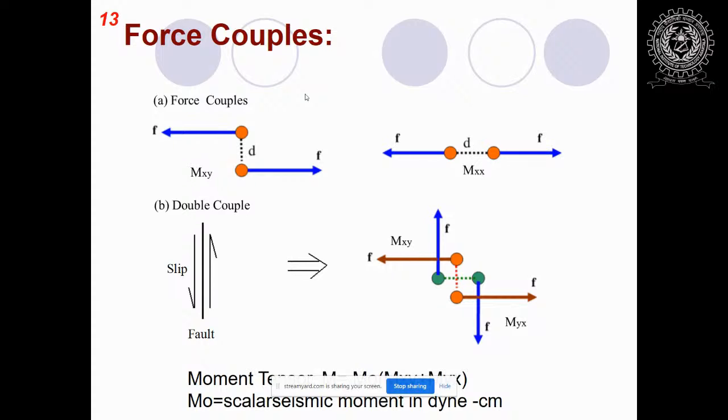So, in this slide, I have shown a force couple, figure number A. Here you can see the first figure consists of a pair of forces acting in the direction of the x-axis with a distance of d along the y-axis, and this is known as the Mxy force couple. And the magnitude of this couple is F times d. F is the magnitude of the force, and d is the distance between the two forces.